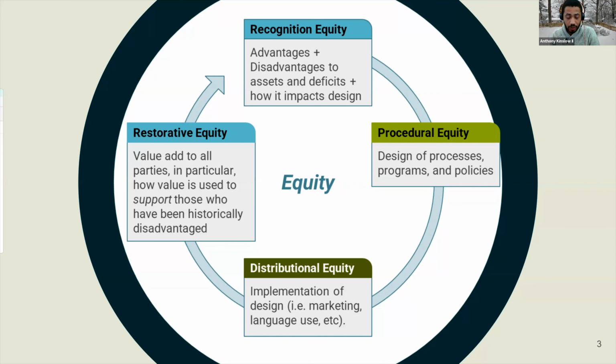Next is distributional equity, which is the form of distributing the resources, distributing the solutions, whether that be who's doing the work, how it is being marketed, what languages are being used. And lastly, restorative equity, values added to parties in particular. Whenever a solution is being done, a value is being added. Where is that value? Where is that money going? That is where restorative equity comes into play. Is it going to those who have historically not had that value come to them?